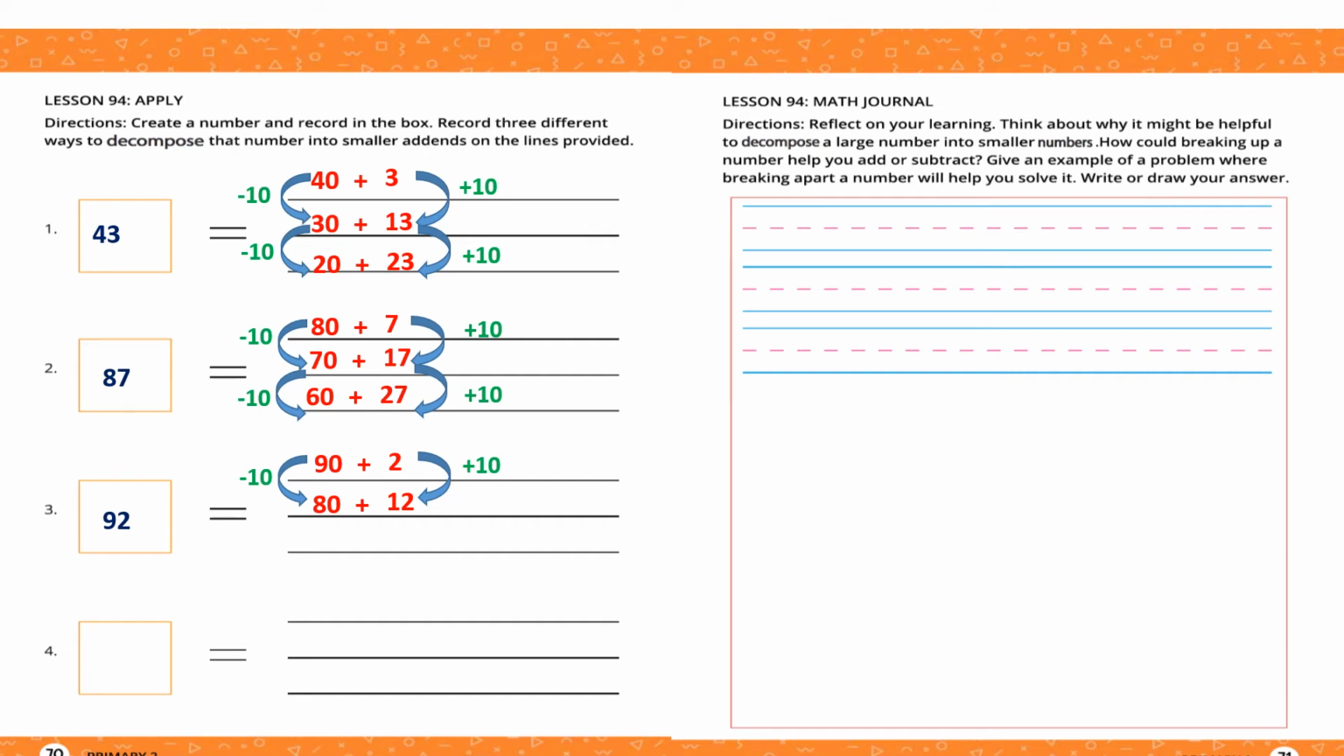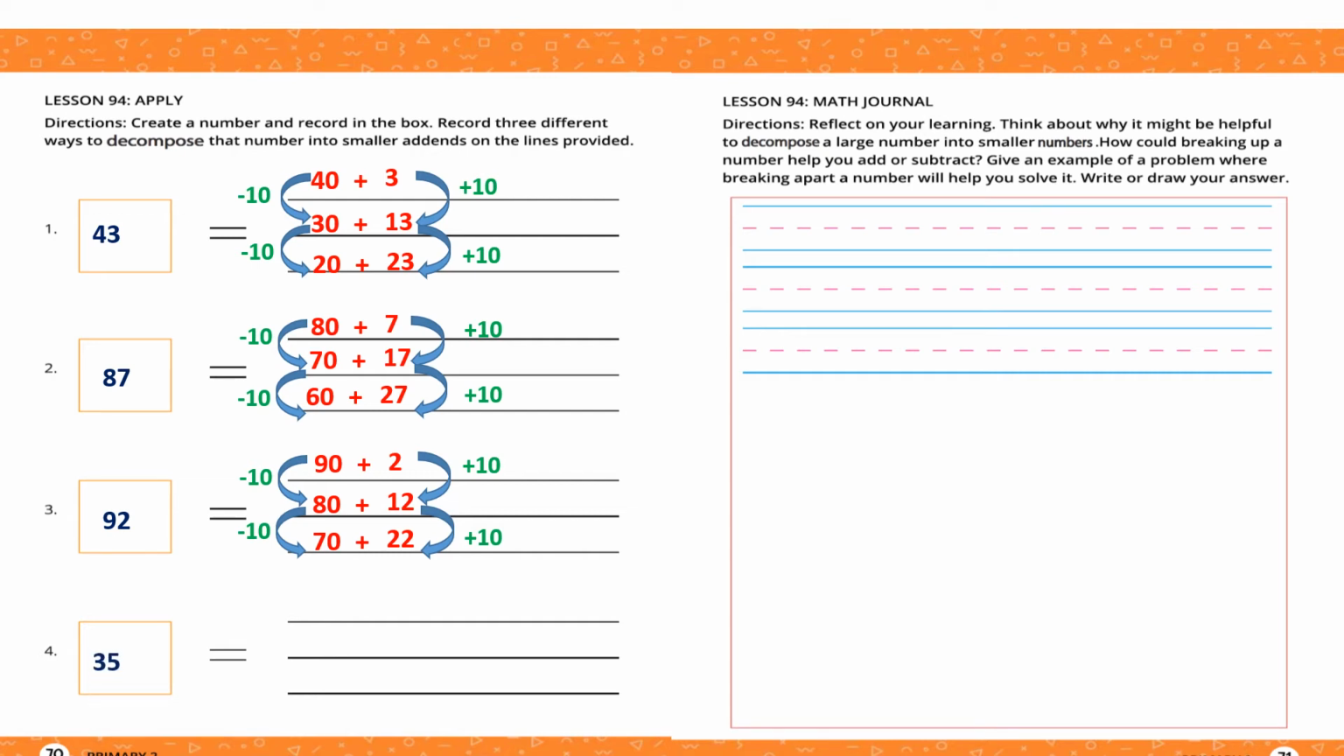The third equation, we will subtract 10 again from 80. 80 minus 10 equals 70. We must add 10 again to 12. 12 plus 10 equals what? Equals 22. So if we subtracted 10 from the first side, we must add 10 to the second addend to keep the equation balanced.